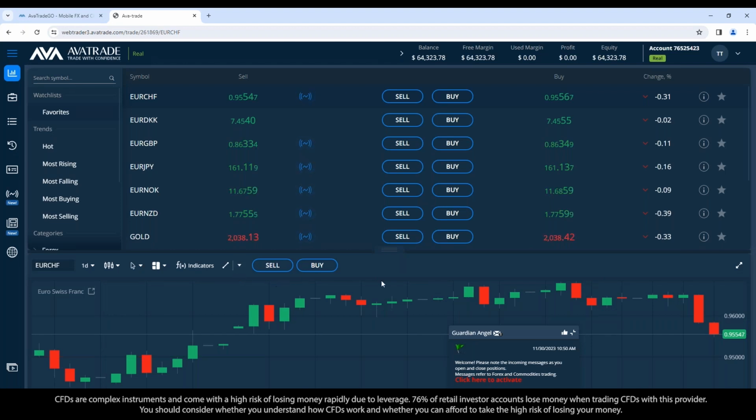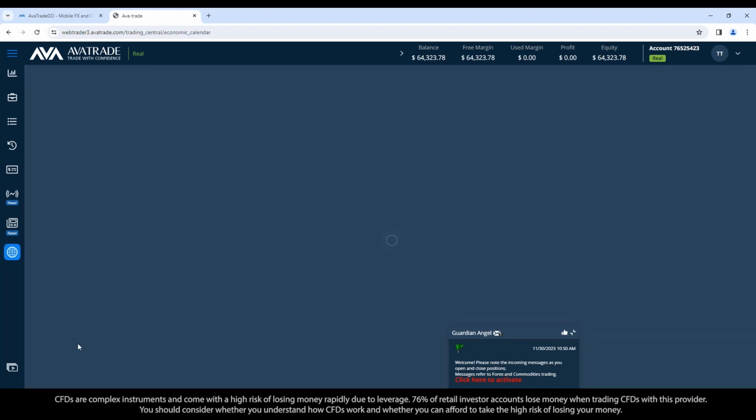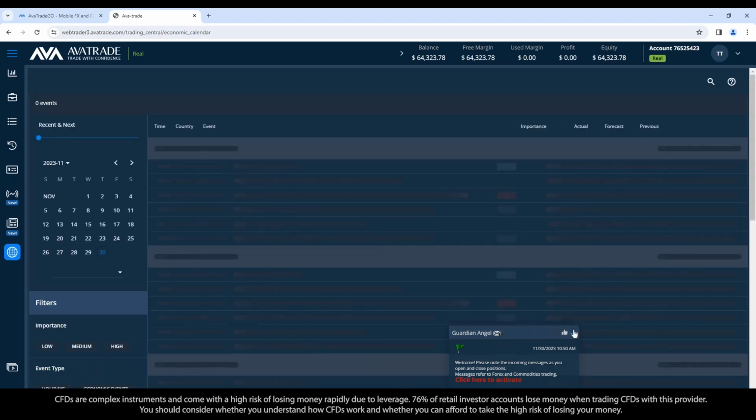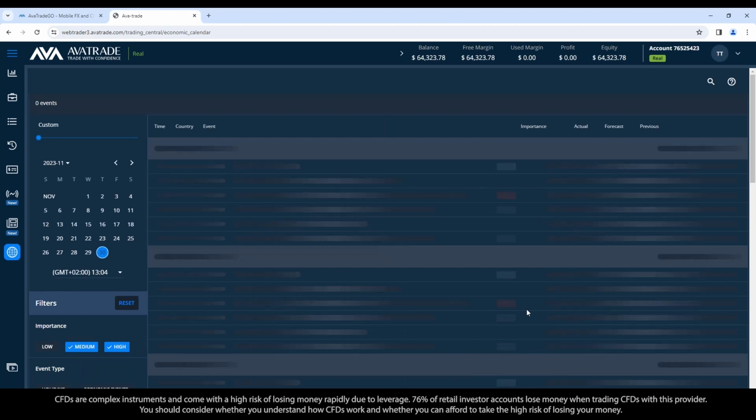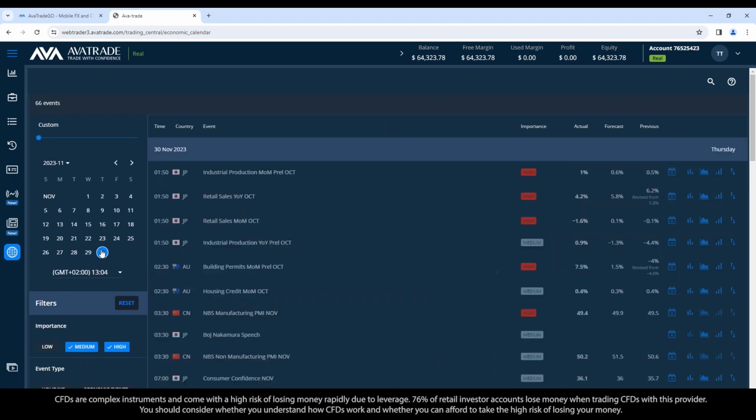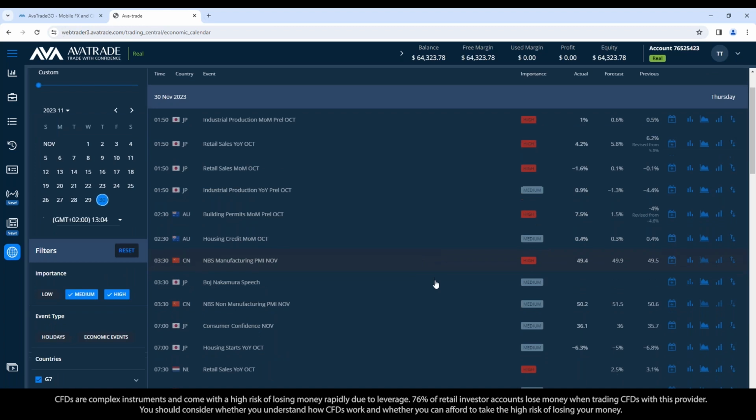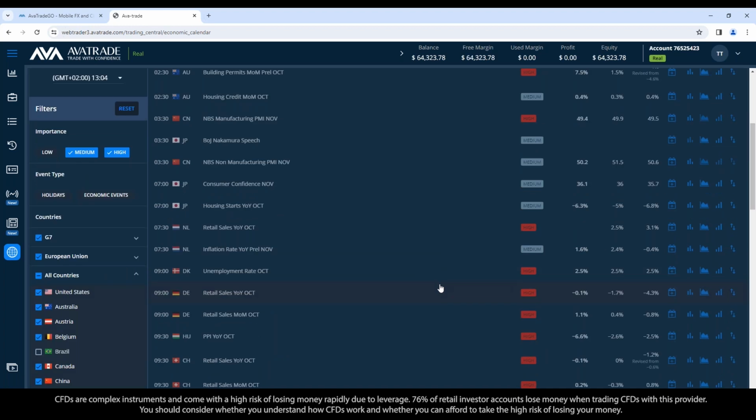There are a couple of sections we can go to that are really useful for fundamental news within the web trader and our app. And I think a good place to start will be the economic calendar. We'll load it for today's date, and we can take a look at some announcements that have already come in.